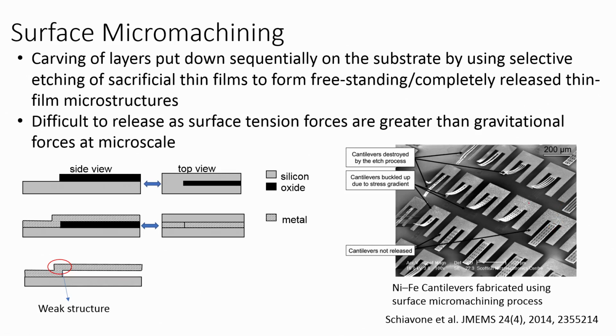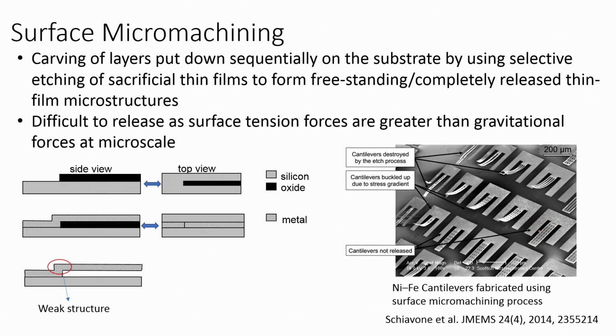You can see here the cantilevers which are released are these, but they are buckled up, right. This cantilever in particular is not released because otherwise it will come up. So, this cantilever is not released, this one is released, again buckled up. In the same way this cantilever is not released, right. So, it is difficult to release the cantilever, like I said, because surface tension forces are greater than gravitational forces.